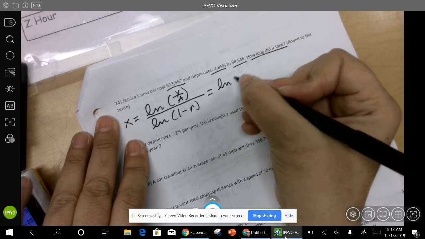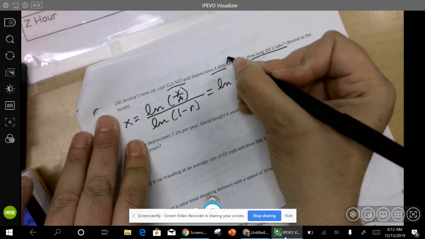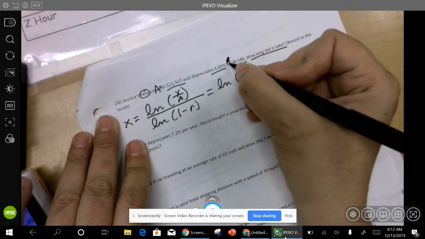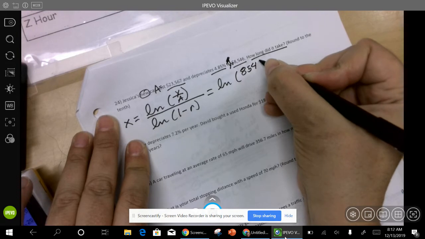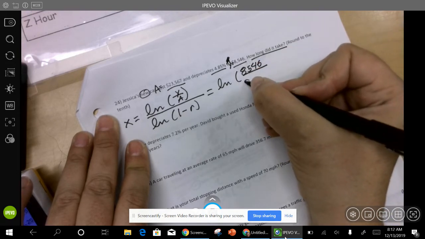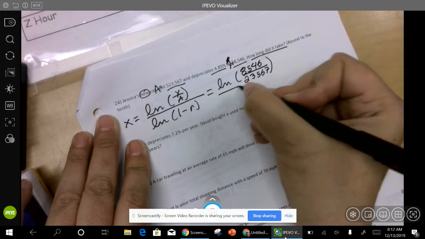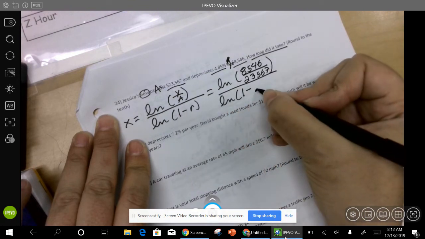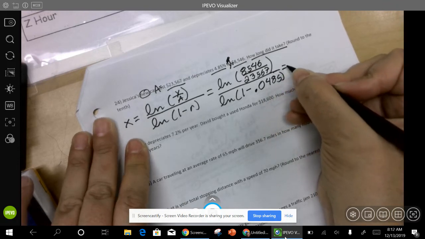Okay, so it's going to be natural log. The new car is going to be a. Our 8,456 is going to be our y. Y is always going to be the lower number. Remember to change the rate to a decimal.